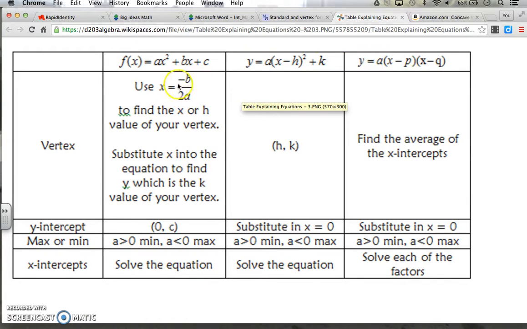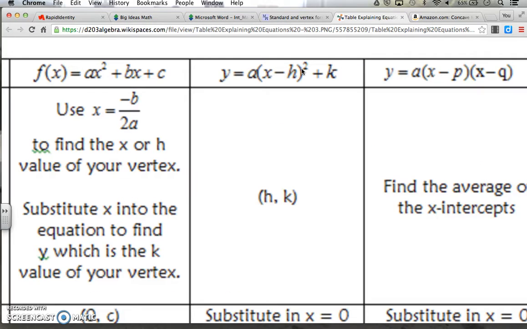Some useful information, as we saw in the last tutorial. There's how you find your line of symmetry for this. Also how you find the vertex, you use that. Vertex form, H and K, your vertex is right there. This is what we're going to focus on here.